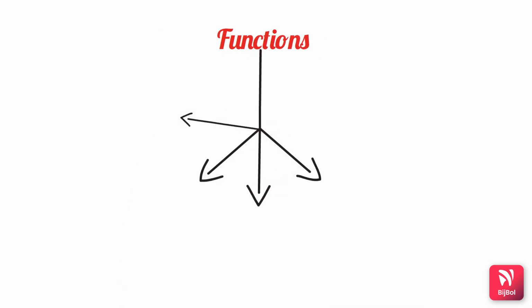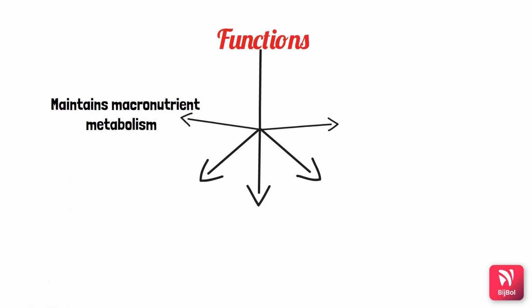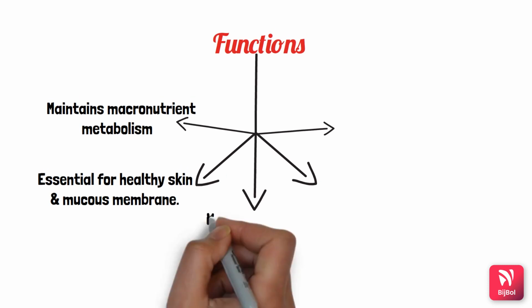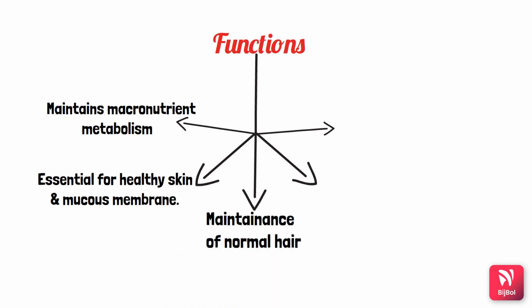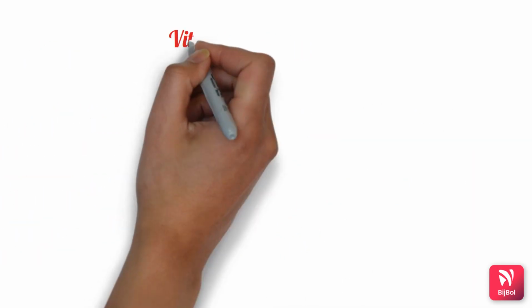Now let us discuss the functions of biotin. It is involved in varied functions. Firstly, it maintains macronutrient metabolism, and it is also essential for healthy skin and mucous membranes. It also maintains normal hair. It is also responsible for normal physiological functions and normal nervous system functions.